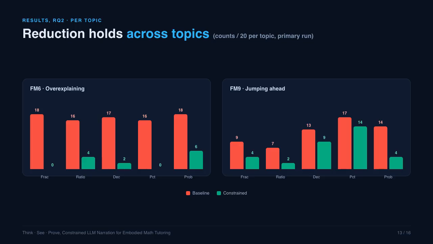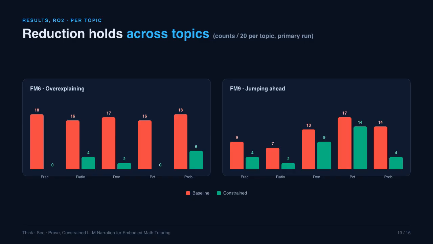Breaking the results down by topic addresses part of our second research question about consistency. On the left panel is over-explaining per topic. The reduction is essentially complete for fractions, ratios, and percentages: 18 down to 0, 16 down to 4, and 16 down to 0, with only a small residue remaining in probability, 18 down to 6.